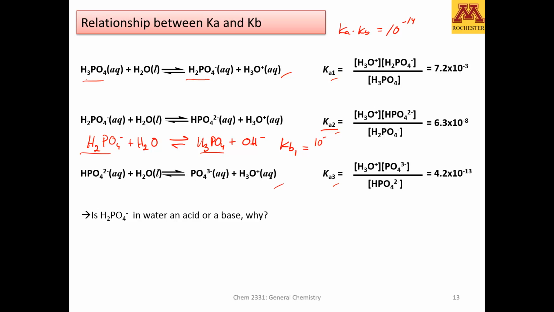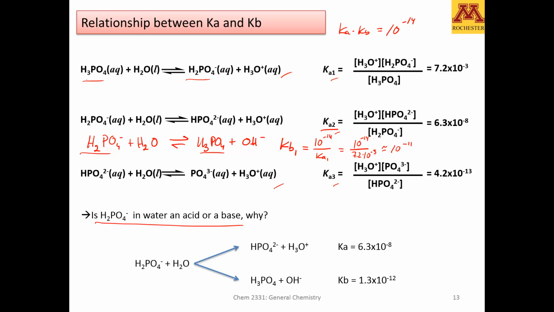Kb1 will be 10 to the negative 14 divided by Ka1, or in other words, 10 to the negative 14 divided by 7.2 times 10 to the negative 3. This is going to be around 10 to the negative 10. We would need a calculator to know the exact number, but I apologize, maybe it's closer to 10 to the negative 11 probably. So what do we do with this information? This will allow us to know if the hydrogen phosphate is an acid or a base in water.